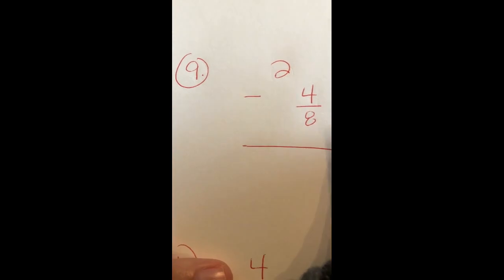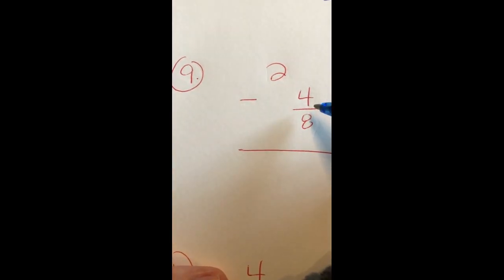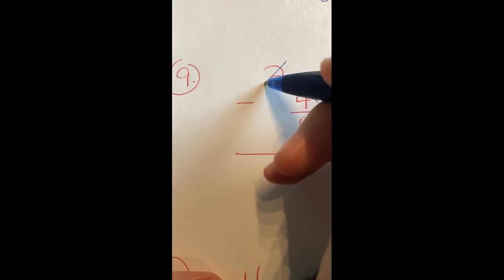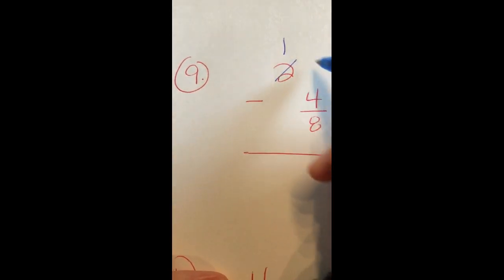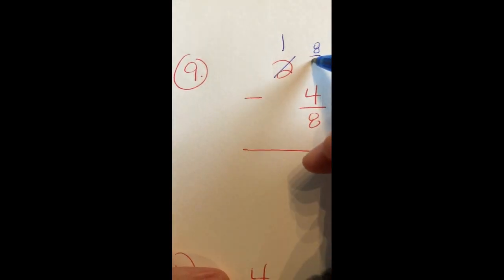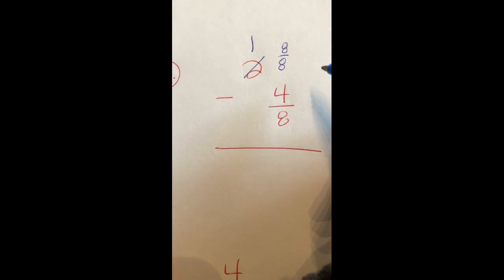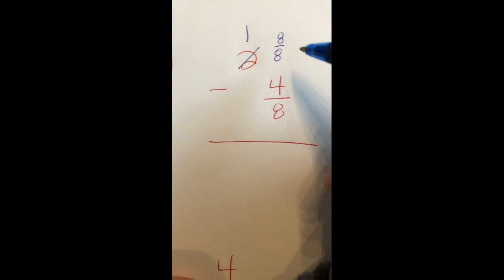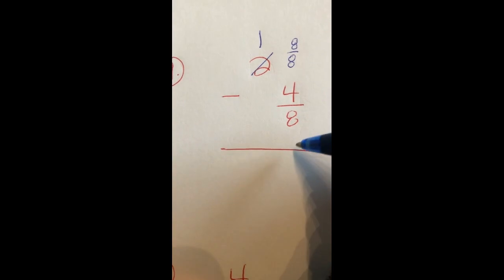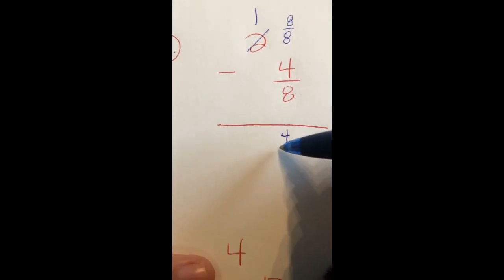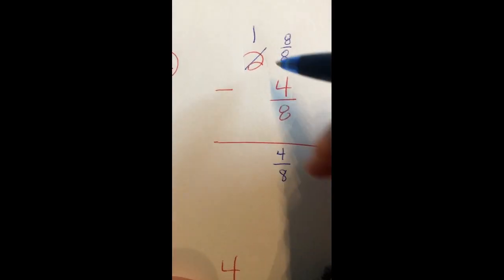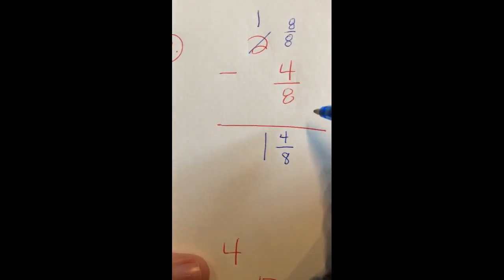Number 9, we have nothing minus 4/8. I'm going to cross off my 2, make it a 1, and I'm going to add 8/8 over to the side. Now I can subtract. 8 minus 4 is 4 over 8. And then 1 minus nothing is 1.